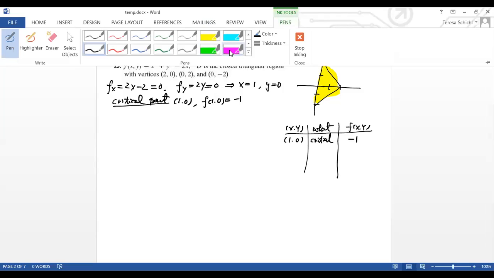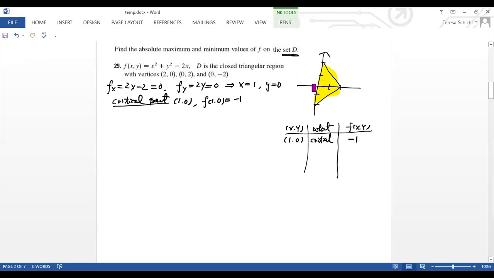After that, I need to go through all the boundaries, right? So this is my first boundary here. Let's call this line 1. Line 1 is x equal to 0, correct? And then we have f(0, y) equal to y squared. And y goes from -2 to +2, correct? Now we take the derivative of this function g(y), which is y squared. The first derivative is 2y, and we set it equal to 0.